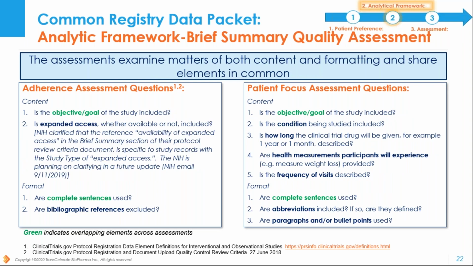And so the same again, this is the same analytical framework but applied to the brief summary. There are different criteria and different questions being asked, but it's the same principle. On the left, we have the NIH requirements. On the right, we have the patient-focused preferences. And they seem obvious now when we look at them, but there's something that we typically don't provide in the brief summary, but patients are really interested to know how long the clinical trial drug would be given. And they're also very interested to know how frequent the visits would be on the trial. And this is something that we can, generally speaking, quite easily add to the brief summaries, but we currently don't tend to do it.